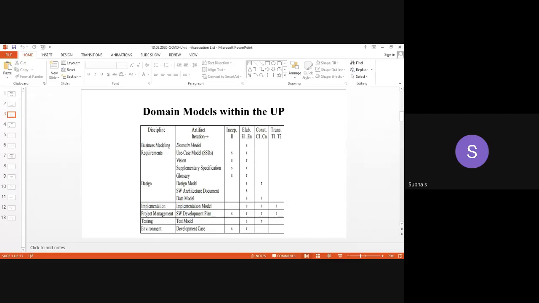So these are the artifacts. Which artifacts start in which phase? We have seen in detail. S stands for start and R stands for refine. Some artifacts may be refined in some phases. Those are mentioned in this slide.